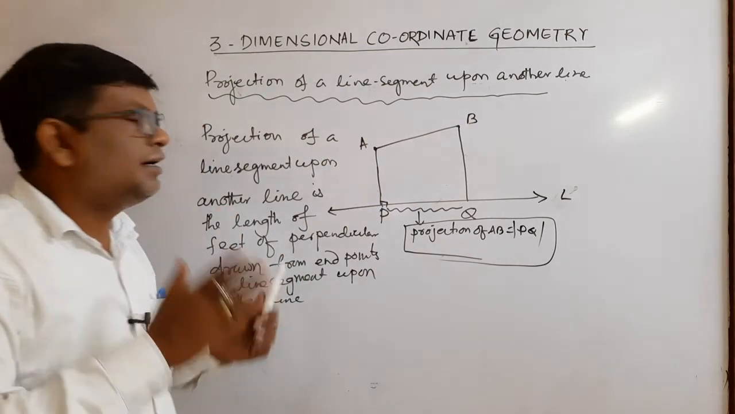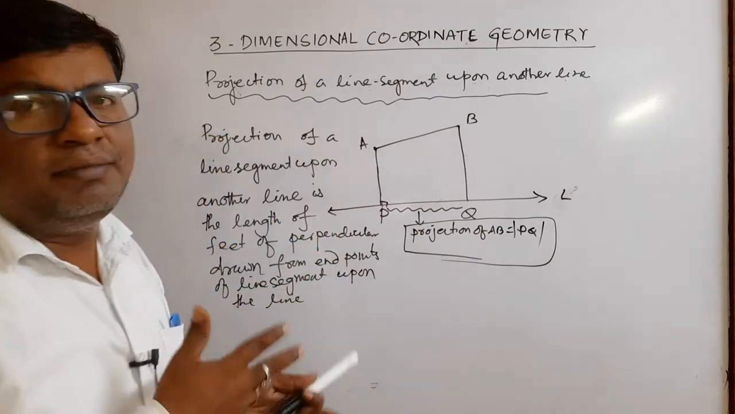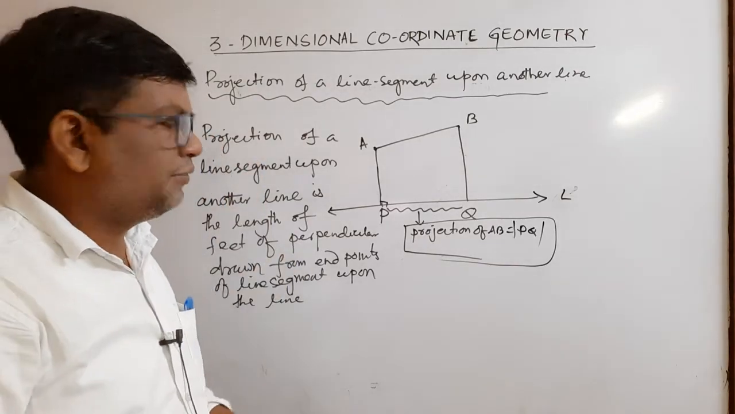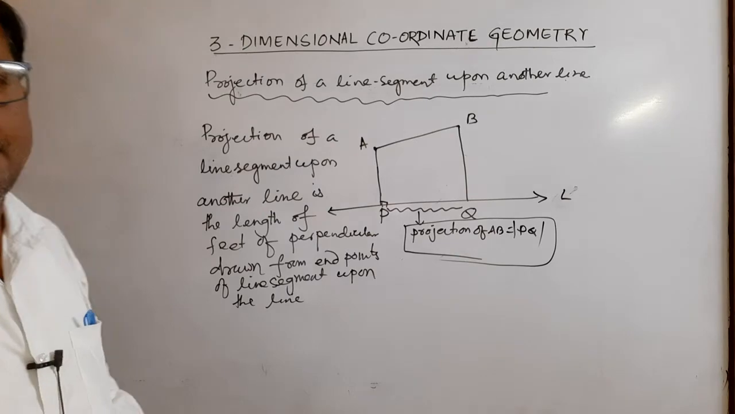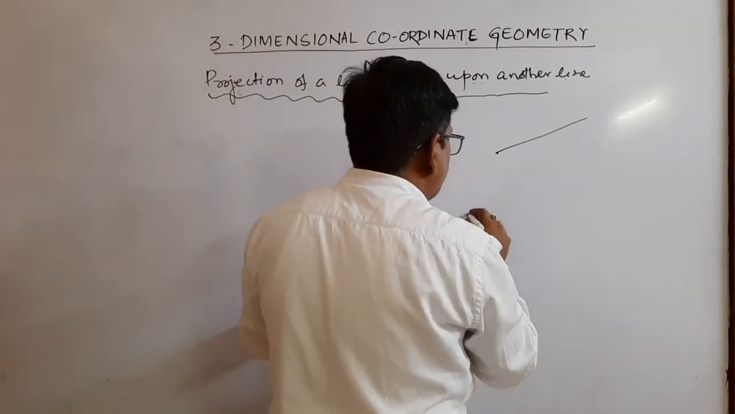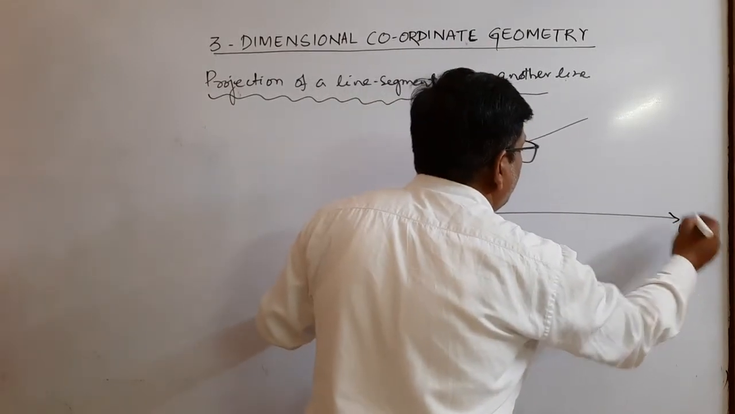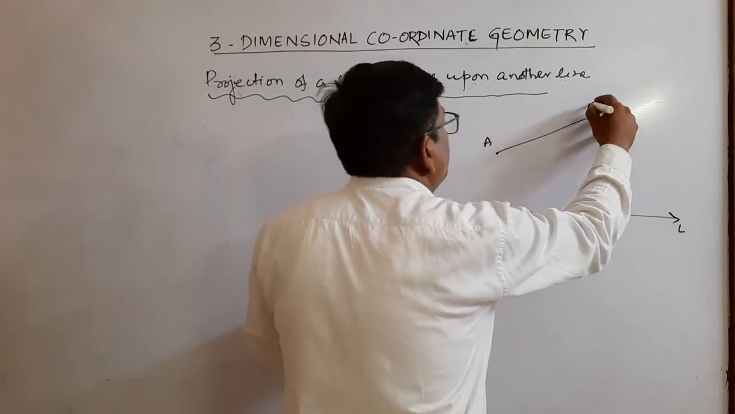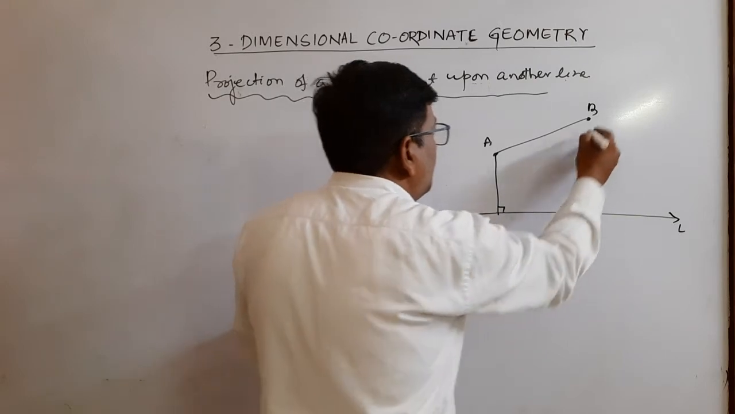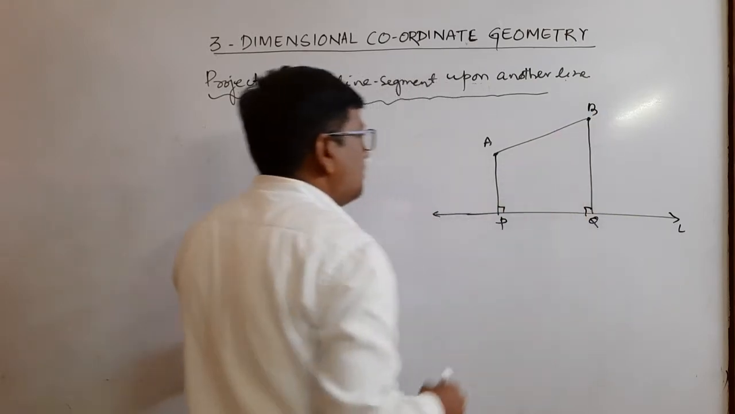Projection of a line segment upon another line. Now what is the mathematical expression of the projection of the line segment upon this line? Suppose this is the line AB and this is straight line L. This is A and this is B, the two endpoints. Draw the perpendiculars here. Suppose this is PQ.